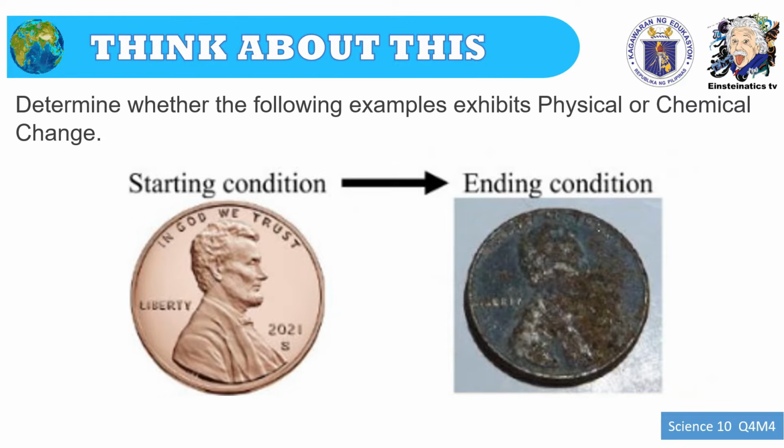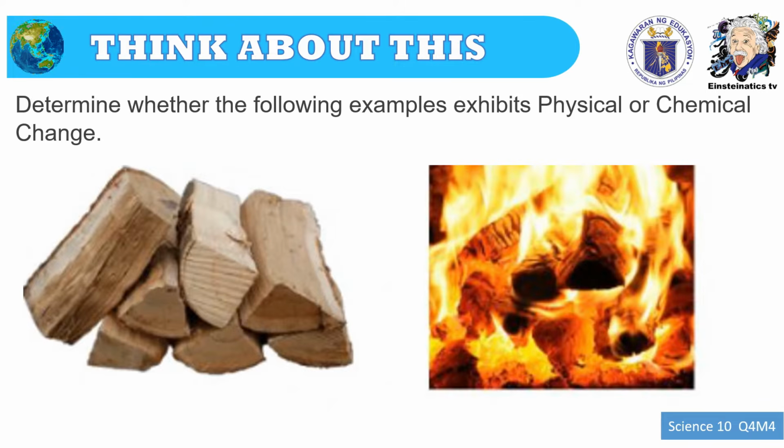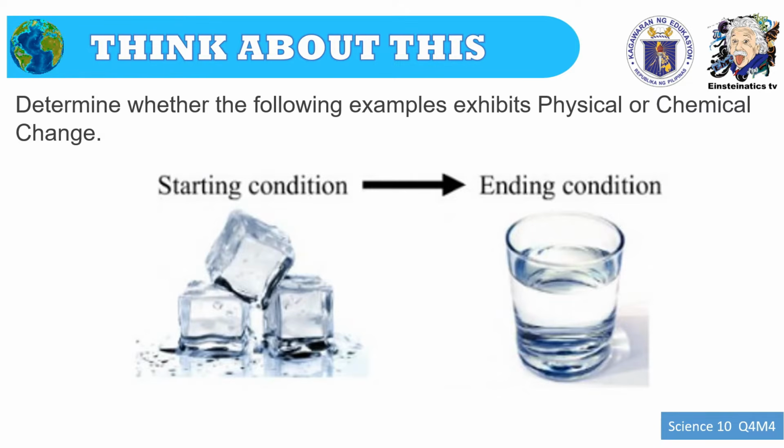Another example, corrosion of coin. Is it physical or chemical? So, correct answer is chemical change. How about melted ice cream? Is it chemical or physical? Then, it has undergone physical change. How about burning of wood? Is it physical or chemical? Correct answer is chemical change. How about for melted ice? Is it physical or chemical? Correct answer is physical change.